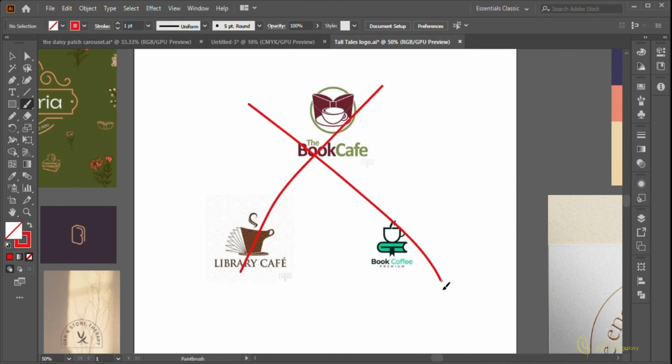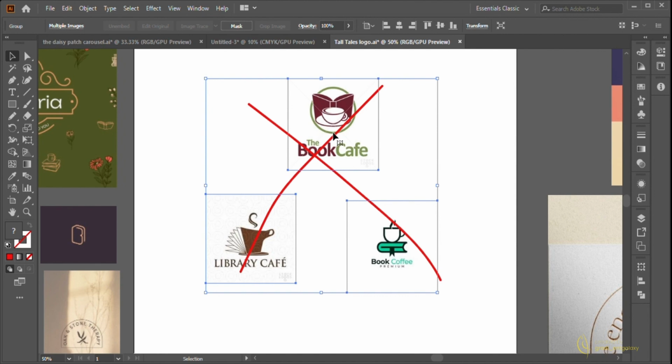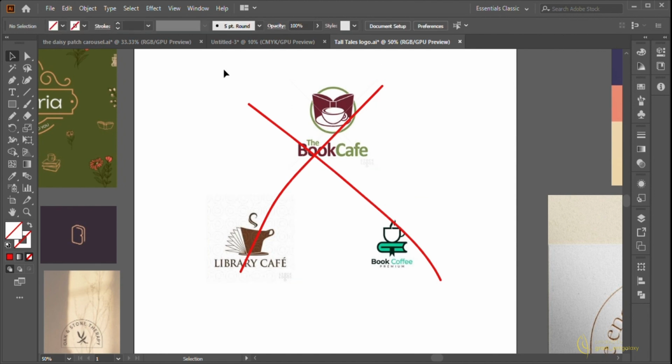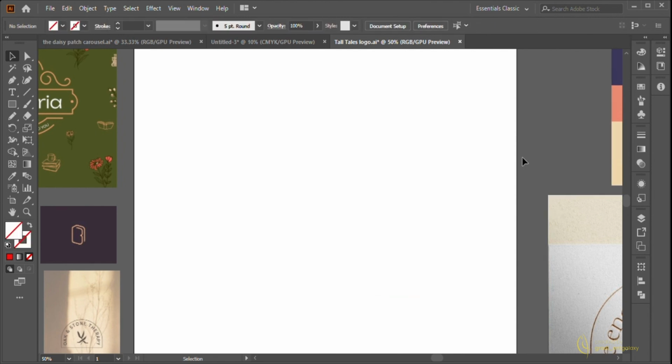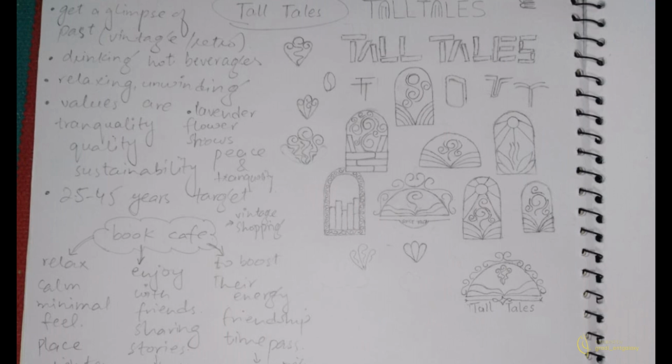So these are quite messy, and these are not going to work for the brand, and these are a big no for the brand. I'm going to delete these types of inspirations and logos that are not going to work for any brand. So these are a few sketches that I have made on the sketchbook.